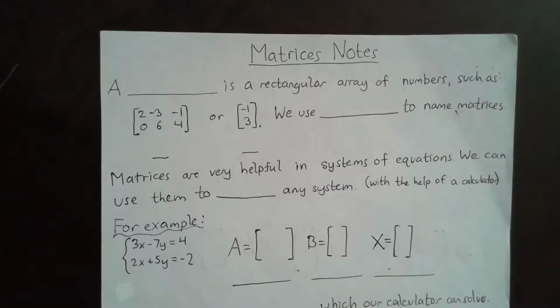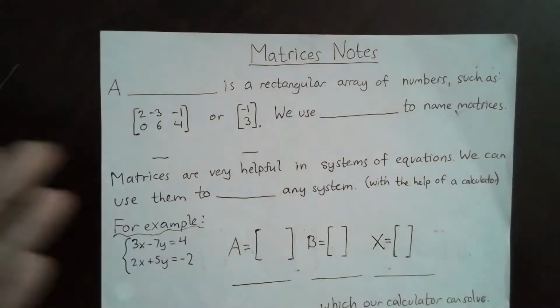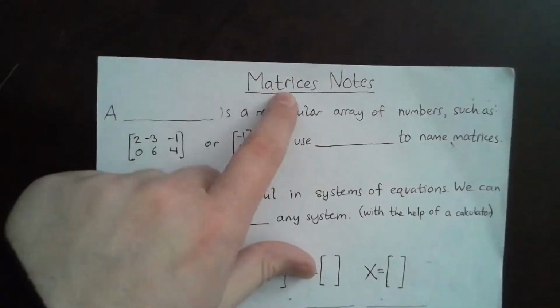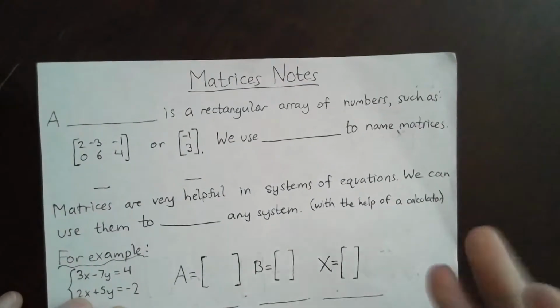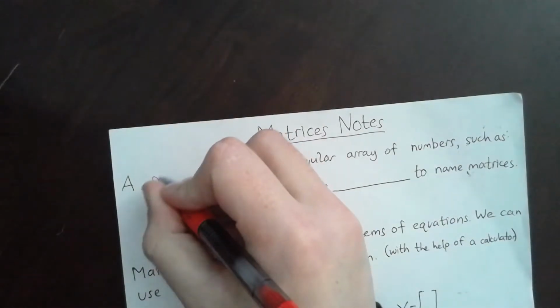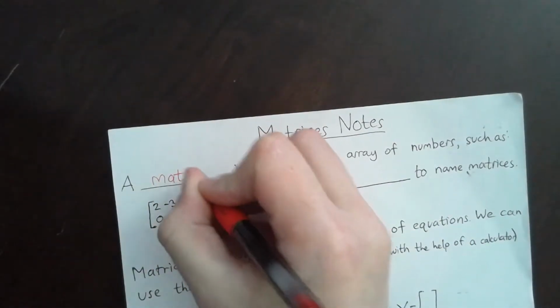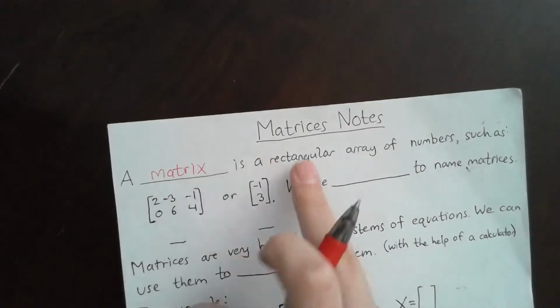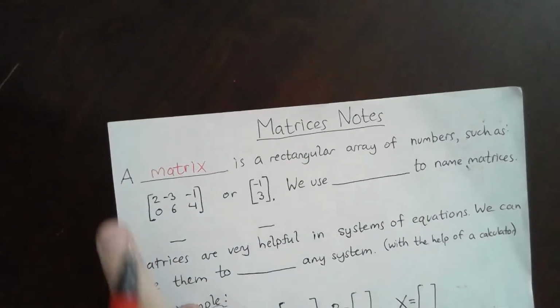Alright, now the reason you guys are here is probably for the Matrices Notes, so let's get on with that. Okay, so Matrices Notes. What are matrices? What does that even mean? Matrices is the plural of matrix. Multiple matrices is pronounced "matrices." Alright, what is a matrix though?